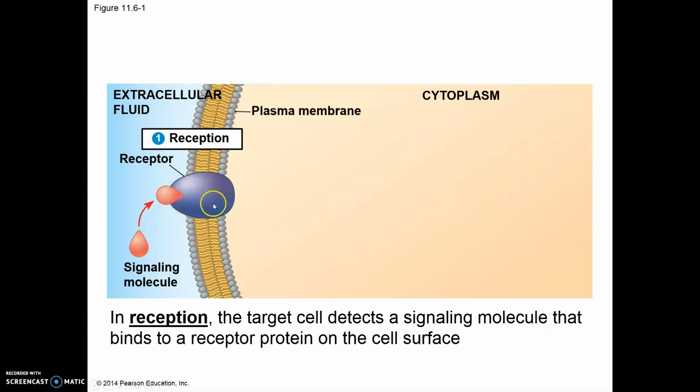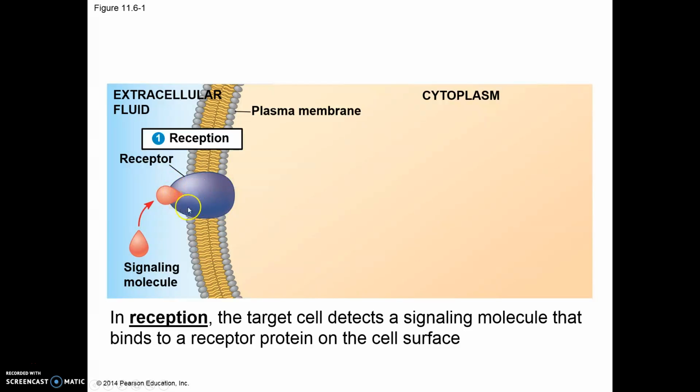Oftentimes that protein is on or in the exterior of the cell in the plasma membrane, and is often an integral membrane protein, meaning that it goes all the way through the membrane. It could also be inside of the cell. So there are a few kinds of receptors that are inside the cell that can actually detect signals that can freely diffuse through that cell membrane. So if that hormone is something that is fat soluble, it can just pass right through. So this is step one.